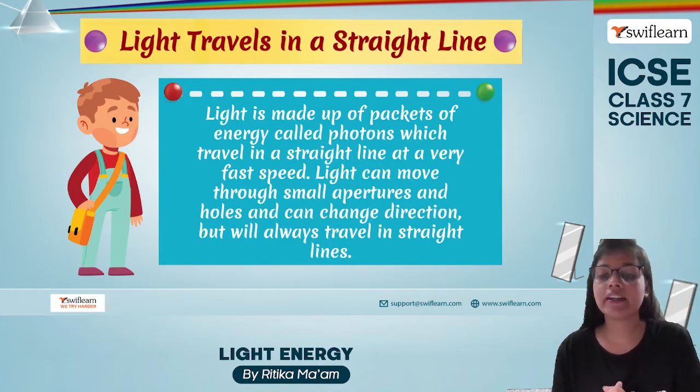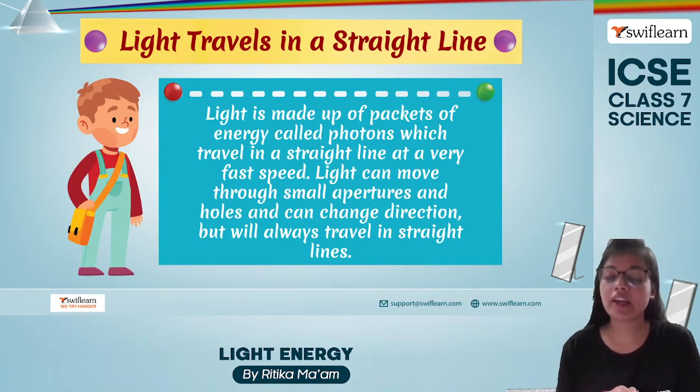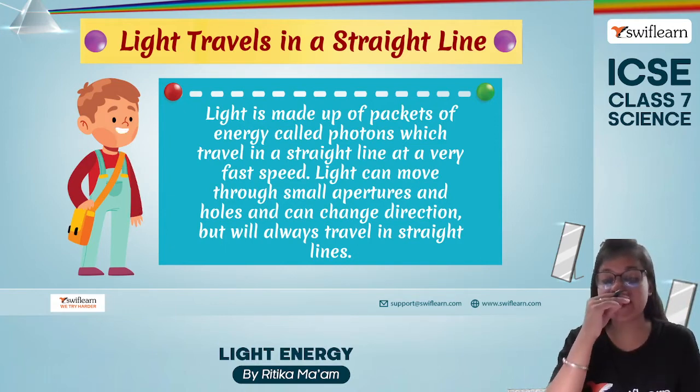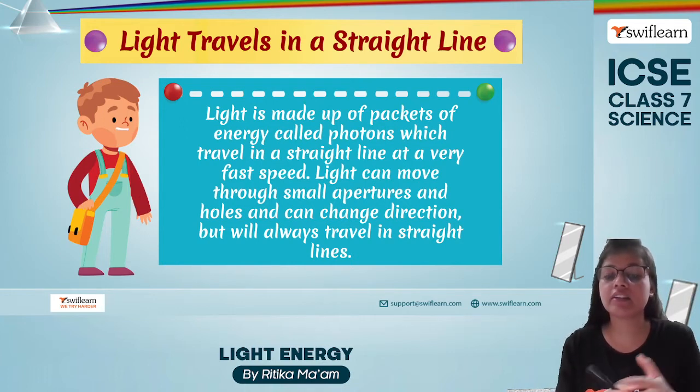Now here, light is made up of small packets of energy which are known as photons. These photons travel in a straight line and the speed is very high. Light can move through small apertures and holes also, and it can change direction, but it will be very distinct. They will always travel in a straight line.